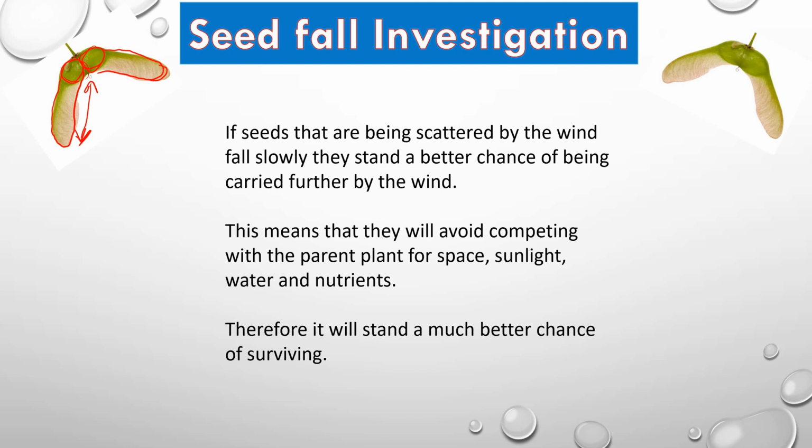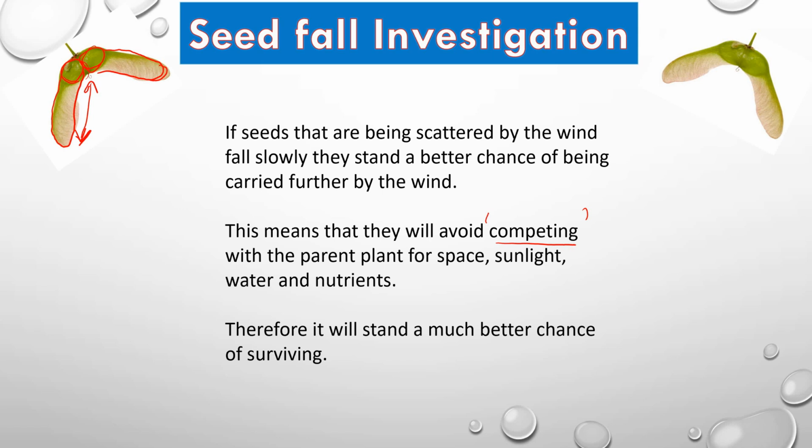So a little bit of background information. If seeds are being scattered by the wind and fall slowly, they stand a better chance of being carried further by the wind away from the parent plant. This means, and this is where the science bit comes in, they will avoid competing with the parent plant for space, sunlight, water, and nutrients. If it's avoiding competing, it's getting more of these resources, therefore it will stand a much better chance of survival.